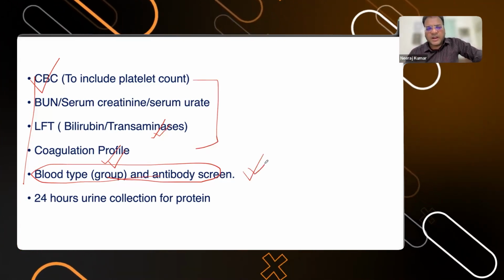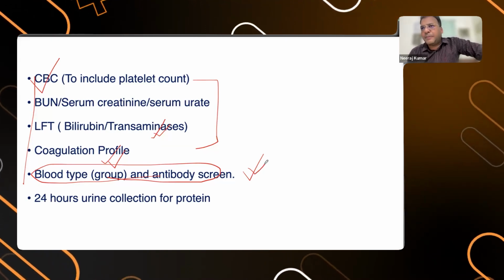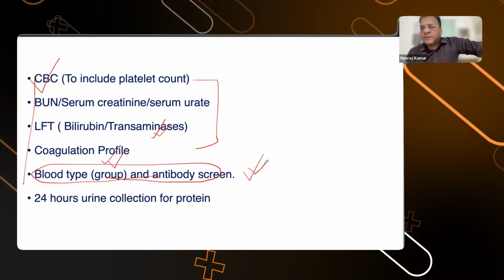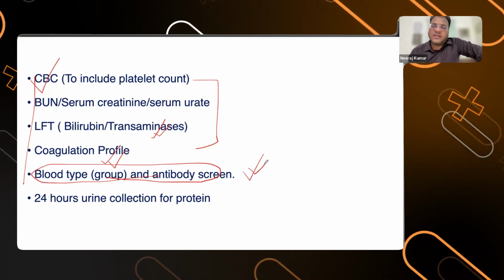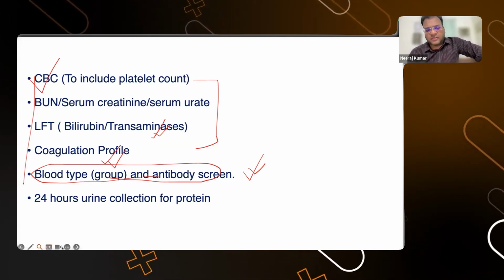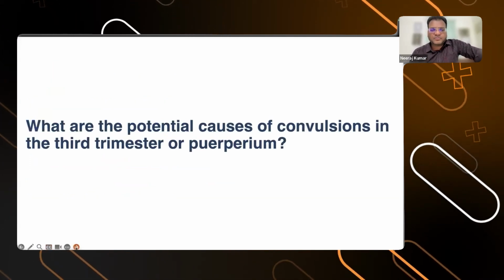So blood grouping and typing, as well as antibody screening, is very important because of Rh incompatibility; that has to come to your mind, and you have to think like that. And then 24-hour urine collection, of course, is again very important.